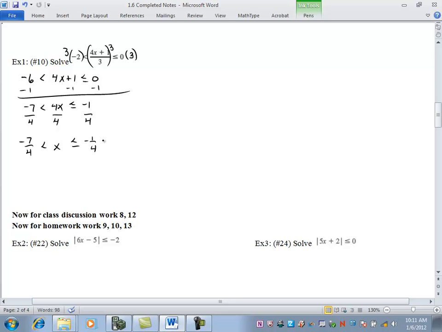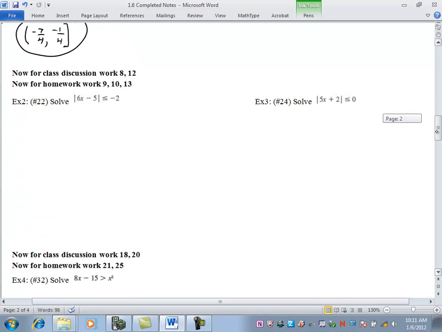Now, often I'm going to ask you to write the solution in interval notation. Notice we have a less than here, so this is going to be a parenthesis. We have a less than or equal to, so this is going to be a bracket, and there is our solution. For class discussion, please take a look at problems 8 and 12. For homework, please work problems 9, 10, and 13.